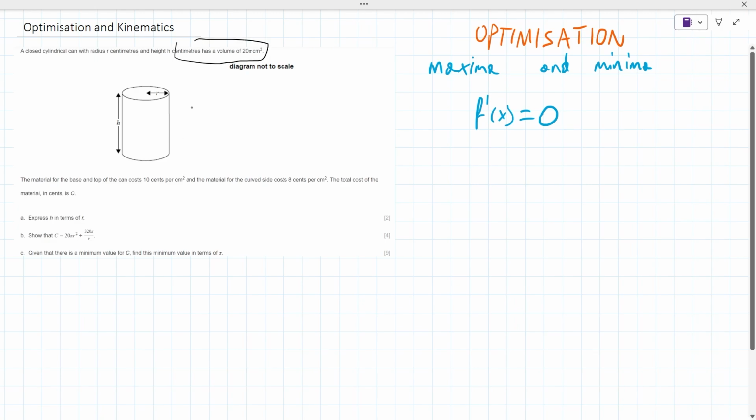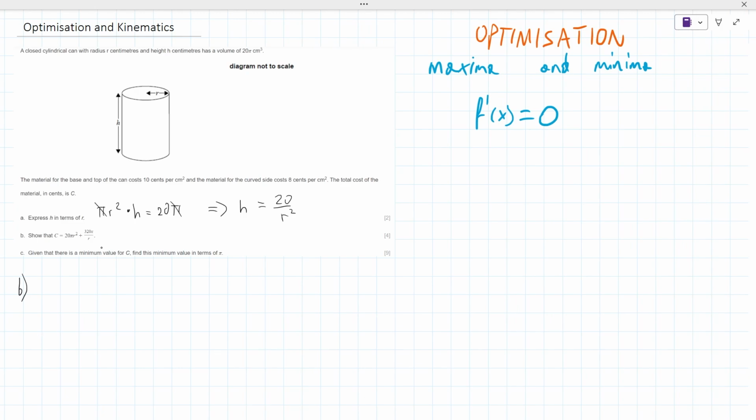Okay, but I told you we need the function of one variable, and that's why they give us a constraint in these questions. They always give us a constraint first and ask to express one thing in terms of the other. And the volume of the cylinder is basically the area of the base, which is a circle, times height. So πr² times h, and we know that this is 20π centimeters cubed. π cancels out, and we get that h equals 20 over r². So now the cost of the material. Now we're creating the function whose value we need to minimize in this question.